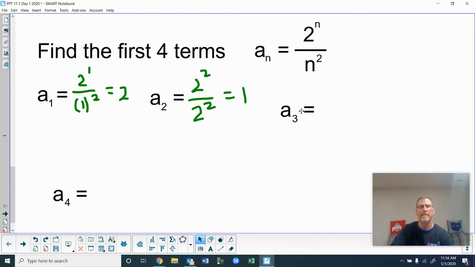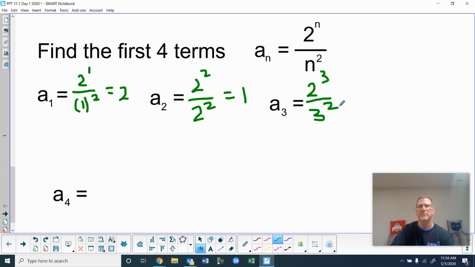The third term, I'm going to put 3 when we see an n. All right, so this would be 2 to the third for that n, over 3 for that n, and again, that stays squared. So 2 cubed is 8, and 3 squared is 9. So the third term is 8/9.